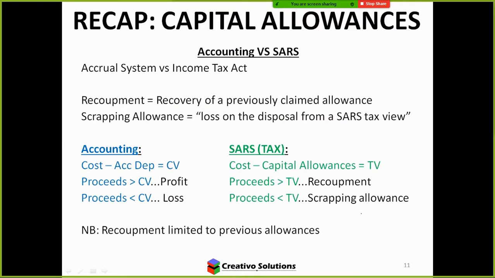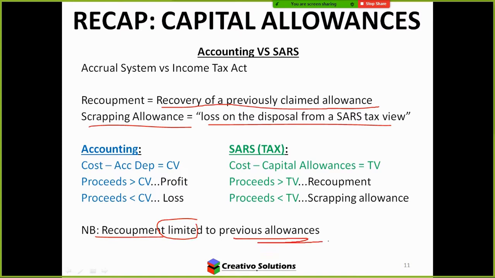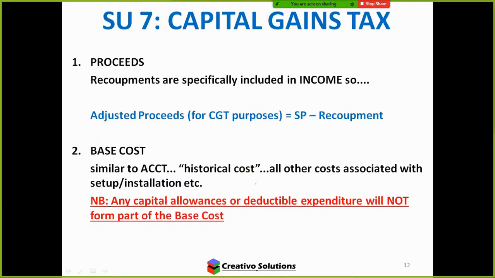There's the note you saw from last week. I spoke about a recoupment, which is a recovery of previously claimed capital allowances. A scrapping allowance would be a loss on the disposal from a SARS tax perspective. So the one would be seen as a profit and the one would be seen as a loss. Just remember that a recoupment is always limited to the previous allowance that you've claimed. SARS will never allow you to claim more than what they've provided you with, and you'll see that in some examples a bit later.